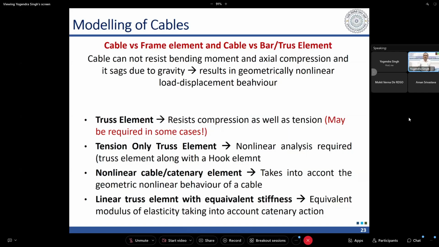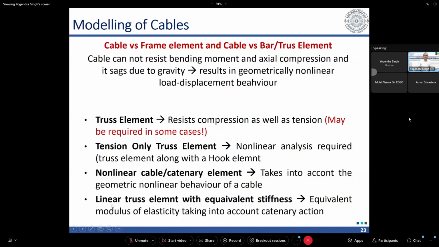Generally, if the cable length is more than 150 meters, then the catenary action will be very significant. In case of smaller cables, for example, if we have an Extradosed bridge where the length of the cable is not that large, in that case, we can ignore this catenary effect, or we can take this catenary effect into account approximately using an equivalent stiffness.